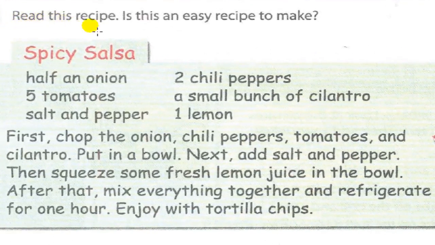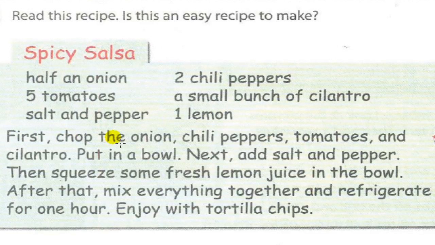Read this recipe. Is this an easy recipe to make? Spicy salsa. Half an onion. 5 tomatoes. Salt and pepper. 2 chili peppers. A small bunch of cilantro. 1 lemon. So all of these are the ingredients. So we have to prepare this before we start to cook.